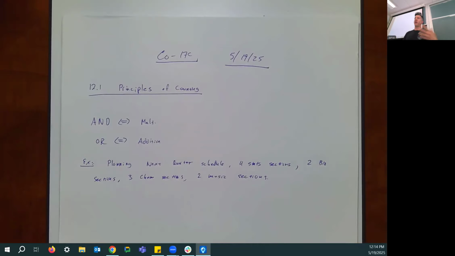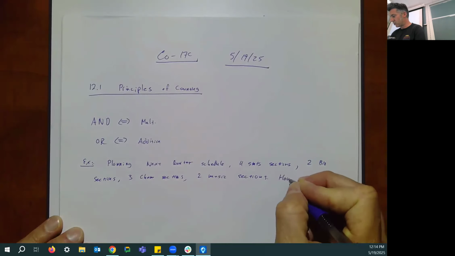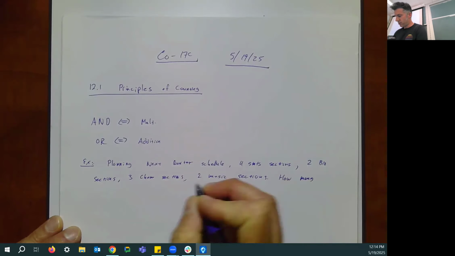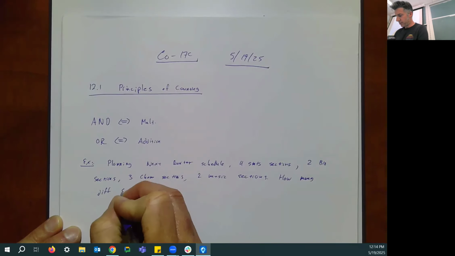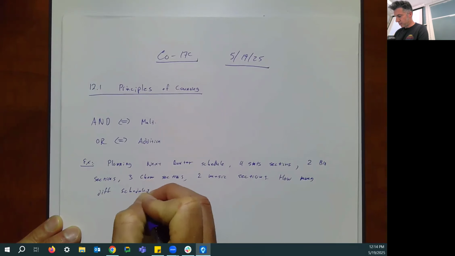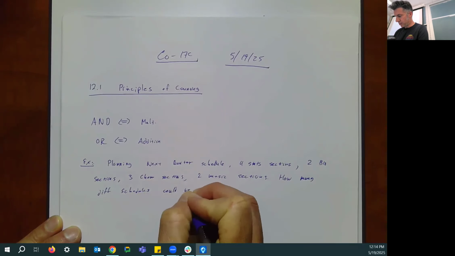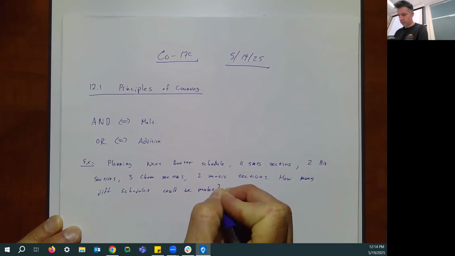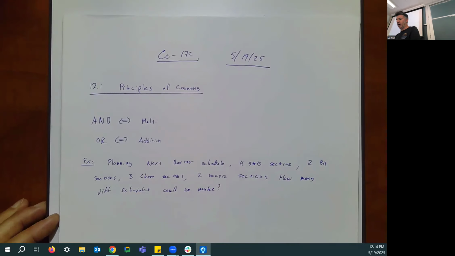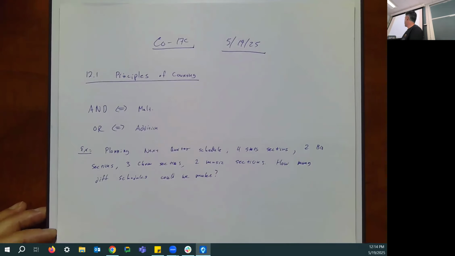Assuming none of the classes overlap in any ways that make it impossible to do so, how many different schedules could we come up with? I will say this definitely underrepresents how difficult scheduling problems really are. Scheduling things in reality is much more difficult than just pick one of these, pick one of these, pick one of these, pick one of these. But we're going to make it easy.